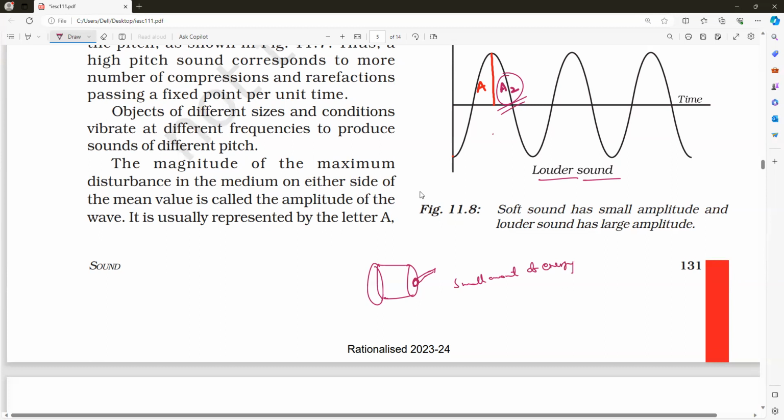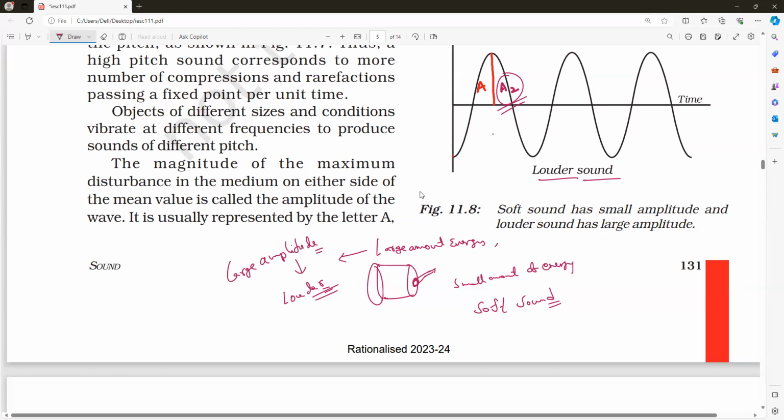Less. Then what sound is produced? Slowly I'm hitting, it will produce a soft sound or a loud sound? Soft sound. Now, if I hit this with a large amount of energy, does the membrane vibrate with large amplitude or small amplitude? Large amplitude. So if it is large amplitude, the sound will be louder or softer? Louder. That is what we call loudness.